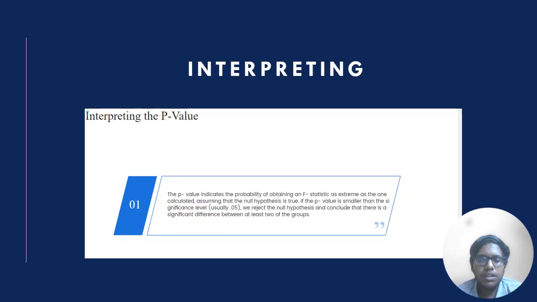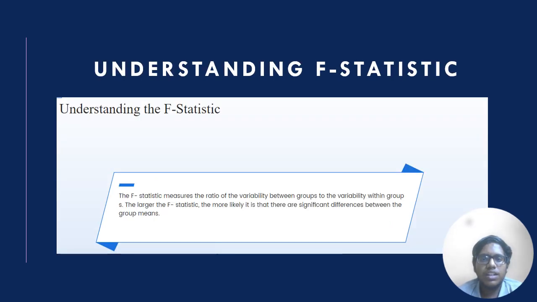Interpreting the p-value. The p-value indicates the probability of obtaining an F statistic as extreme as the one calculated, assuming that the null hypothesis is true. If the p-value is smaller than the significance level, we reject the null hypothesis and conclude there is a significant difference between at least two of the groups. Understanding the F statistic. The F statistic measures the ratio of the variability between groups to the variability within groups. The larger the F statistic, the more likely it is that there are significant differences between the group means.